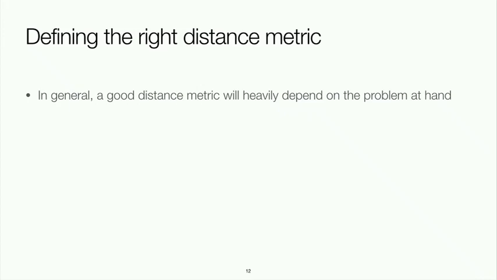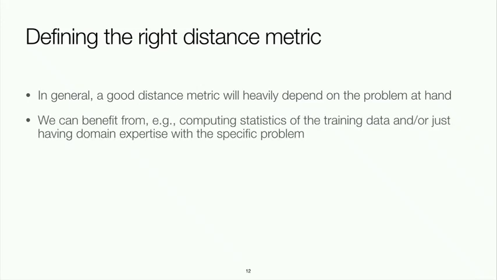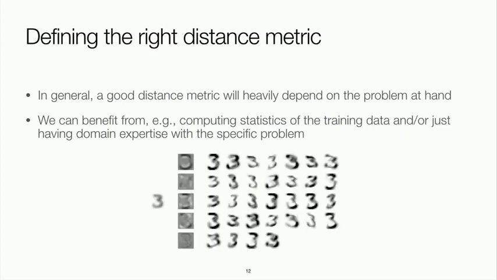And in general, if we wanted to do this rigorously, what we would need to do is think about the problem that we have at hand. So we can benefit a lot from, for example, computing statistics of the training data. That's like the Mahalanobis distance that we were talking about earlier, or just having domain expertise with a specific problem. For example, for digit recognition, we can think about the different ways that we can transform these digits, and then define a distance in that much lower dimensional transformation space. That's the high-level idea, right?